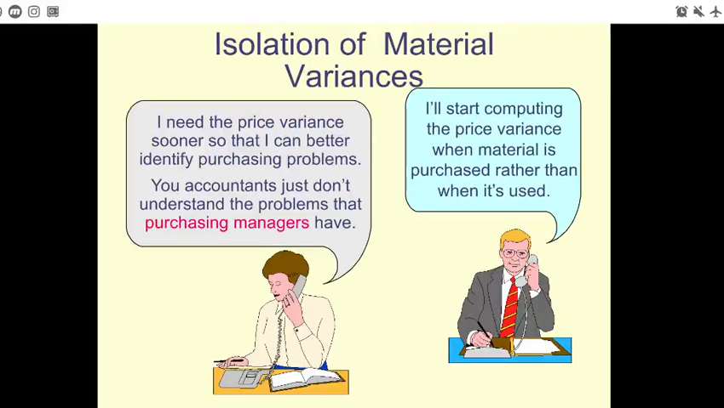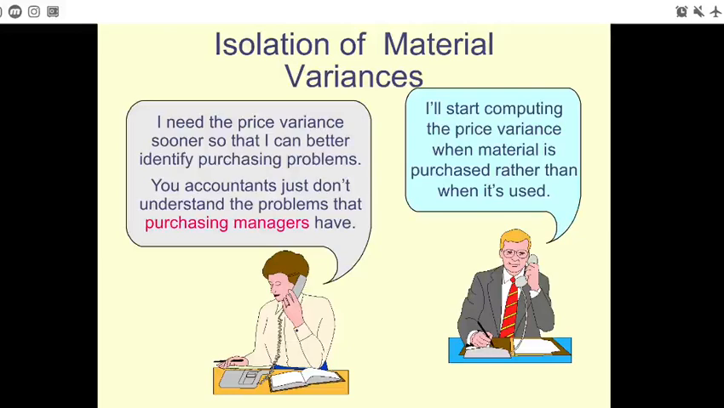This is an additional explanation. "I need the price variance sooner so that I can better identify purchasing problems." "You accountants just don't understand the problem that purchasing managers have. I will start computing the price variance when material is purchased rather than when it is used." So this is the normal conflict between accountant and the purchasing officer.